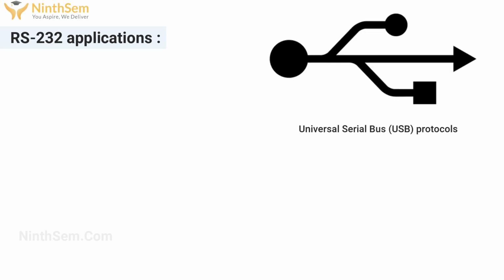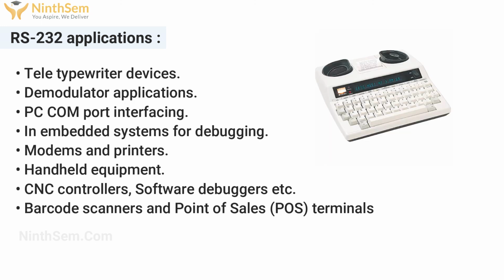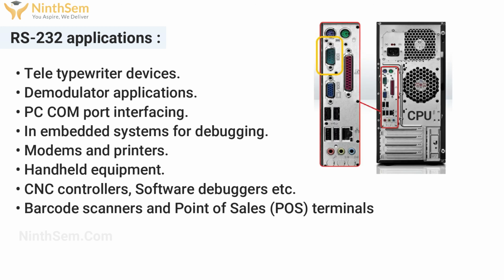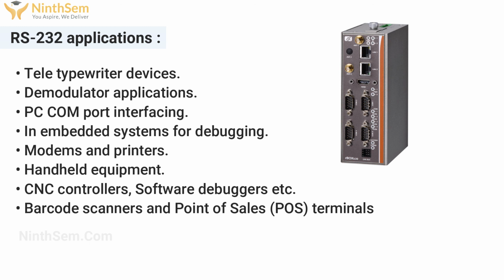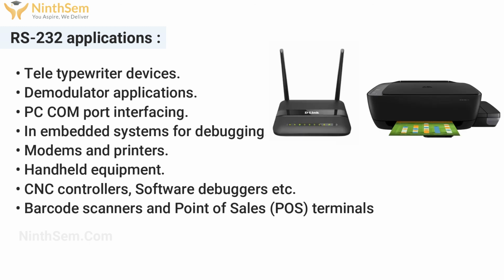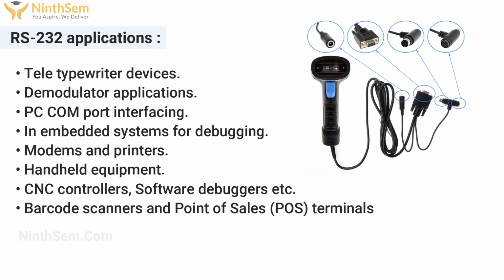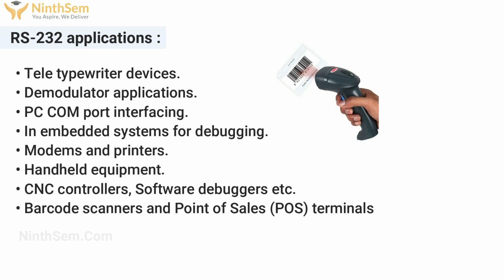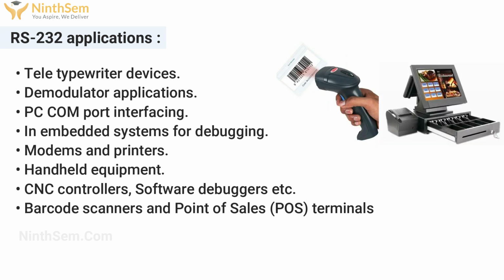So talking about RS232 applications, though RS232 is a very famous serial communication protocol, it has now been replaced with advanced protocols like USB. But still it is used in a variety of applications. Some of them are tele-typewriter devices, demodulator applications, PC COM port interfacing, embedded systems basically for debugging, modems and printers, handheld equipment, CNC controllers or software debuggers, barcode scanners and point of sale terminals, and many more like this.